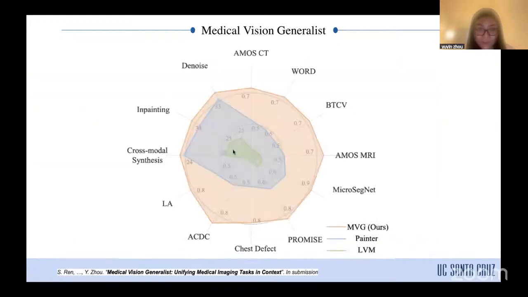We can see that our results here show very, very strong results for different data sets in Word, in BDCV, in AMOS, microsegnet, and also chest X-ray dataset, and also for different tasks, denoising, in-painting, cross-model synthesis, and other tasks, we all show very strong results.